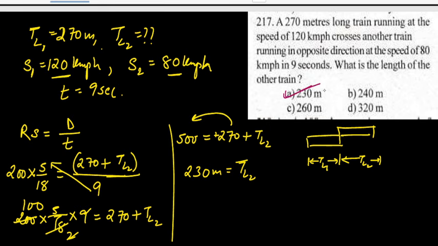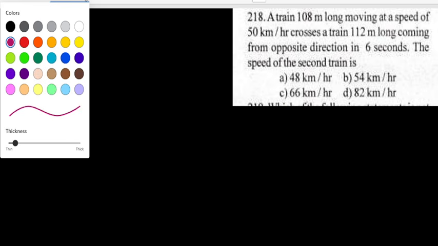I hope you're understanding it well. Easy concept, right? Let's see another question. If it's similar, then I'll leave it for you. A train moving at a speed of this much crosses another train, opposite direction. We want to get the speed of the second train, so let me show you. This is a bit different, but the concept that we are using is the same concept. No other concept you have to utilize. Utilize the same concept every time.